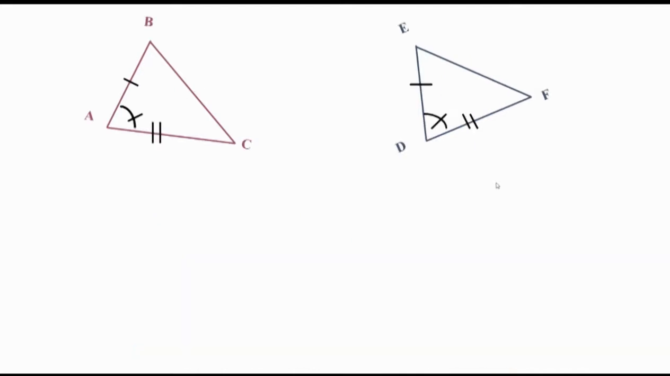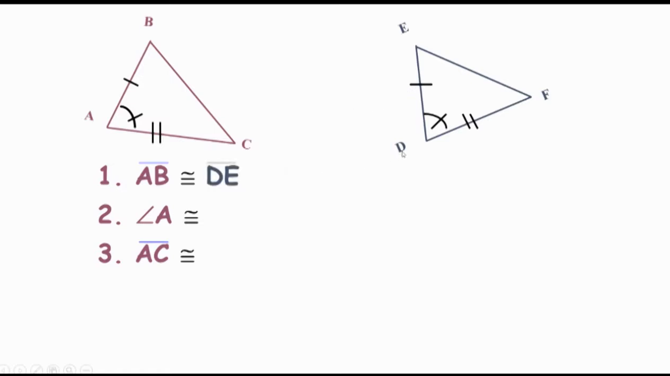The next one, let's take a look at these two triangles again. If you notice, we have an angle here and two sides. And you notice the angle is right in the middle of the two sides. What does this mean? So we're going to say side AB. It has one slash, so we need to find the other congruent side that has the same slash too. So we'll say side DE. Now the second one is the angle.